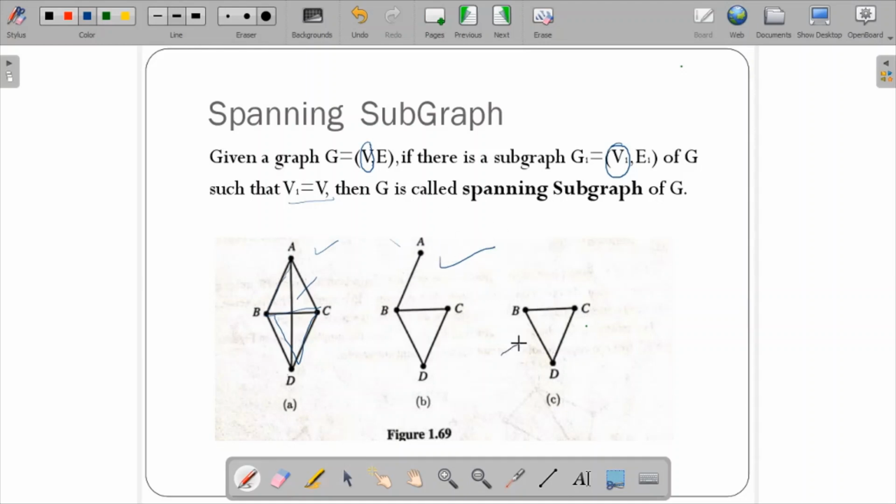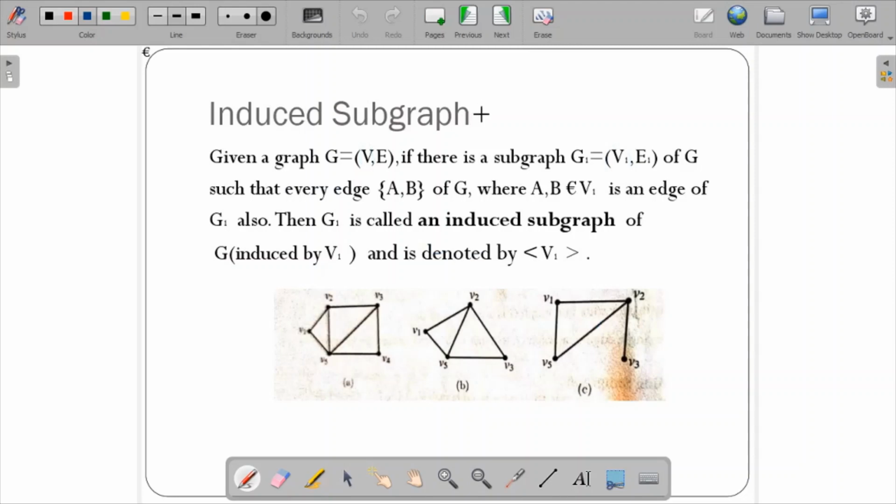When you come over here, in this particular example, you can notice that A is missing. So this is not a spanning subgraph. So this is regarding the spanning subgraph definition. Let us go to the induced subgraph.